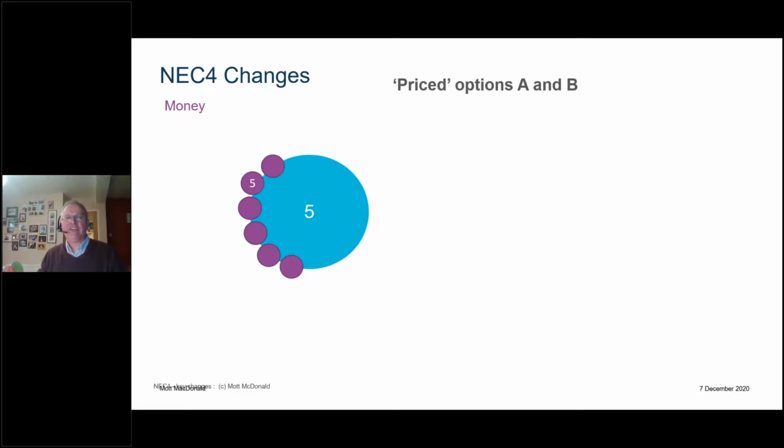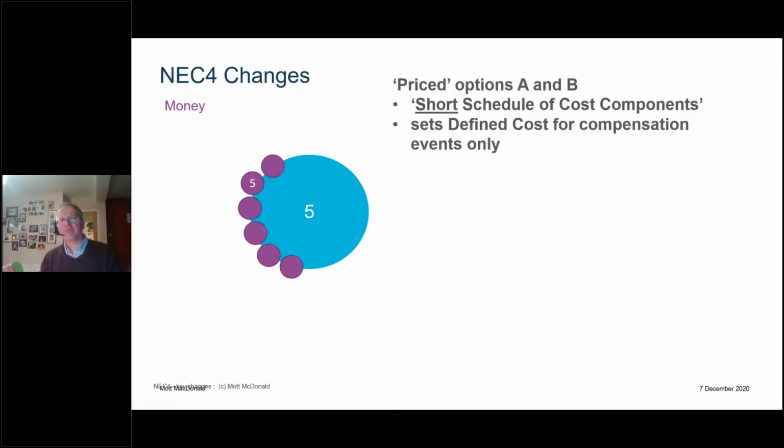In options A and B, some really, really good detailed changes. Firstly, we have a short schedule of cost components. It used to be called shorter. You'll find out why in a minute. Nothing's changed in the sense that it's still only used for compensation events in the priced contracts A and B. So those of you that know NEC, it's difficult for me to know how much to say on a presentation like this, but the schedule of cost components is NEC's detailed rules for what defined cost is. If it's in that schedule, you can get paid it. If it ain't, you've got to cover it in your fee percentage.